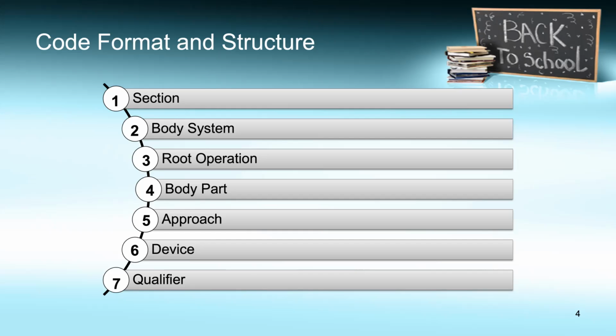In addition, the letters I and O are not used in PCS coding so that they're not confused with the numbers 0 and 1. So no I's, no O's in PCS. Otherwise, they are alphanumeric. So you have your numbers 0 through 9, and then your letters A through Z, again, with the exception of I's and O's.